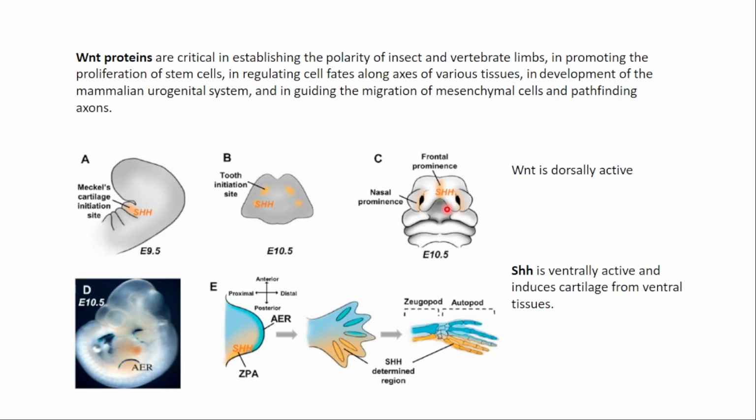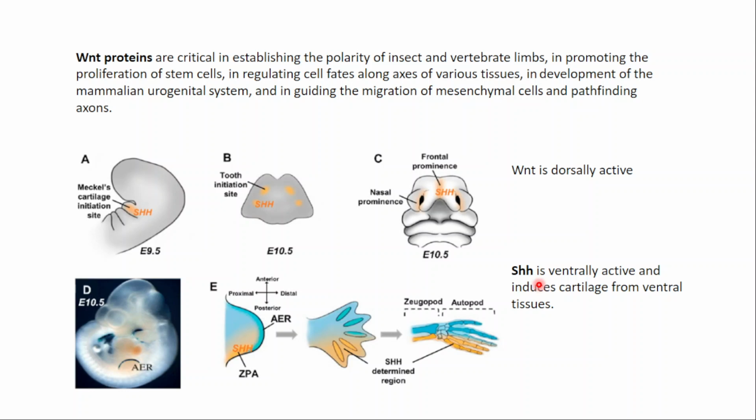So SHH is majorly responsible for ventrally induced structures such as cartilage, and SHH is also found in the ZPA, or zone of polarizing activity, in the AER in the limb bud. This is a limb bud, the primordium of a limb from where the limb of an organism protrudes. There we have different signaling centers, of which SHH forms the posterior and ventral side of the limb bud, and SHH is responsible for cartilage determination.